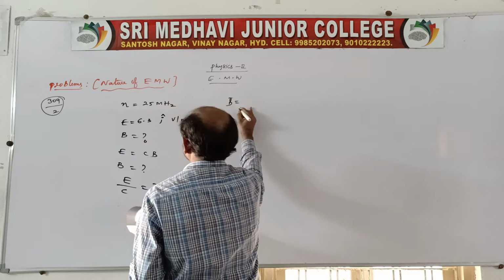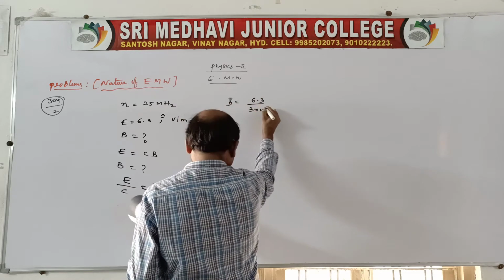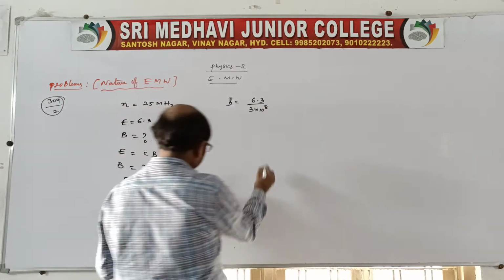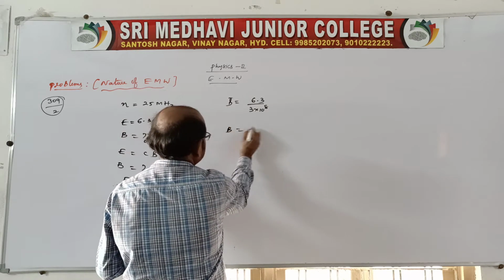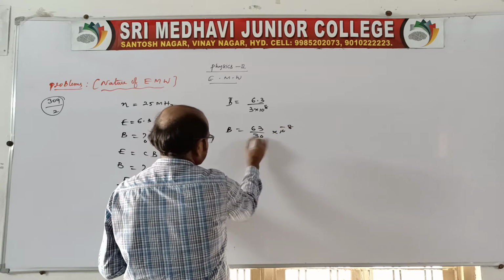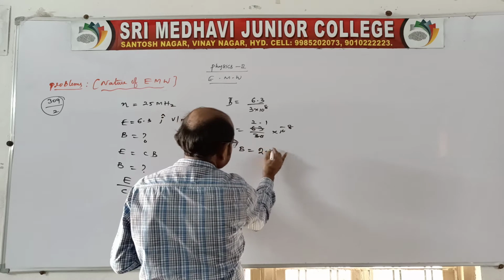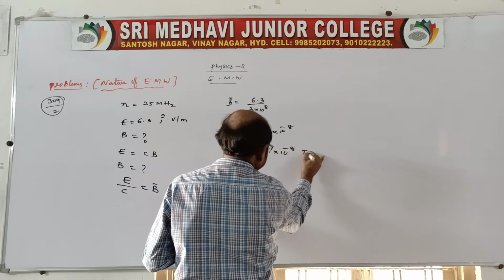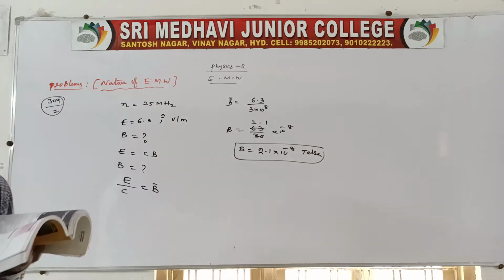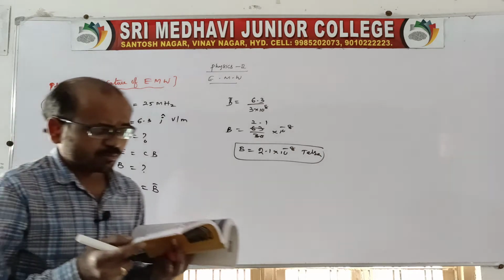B is equal to E, which is 6.3, divided by C, the velocity of light, 3 into 10 power 8. If you simplify this, we get approximately B is equal to 63 by 30 into 10 power minus 8, which is 2.1 into 10 power minus 8 Tesla. This is the magnetic induction at the given time.